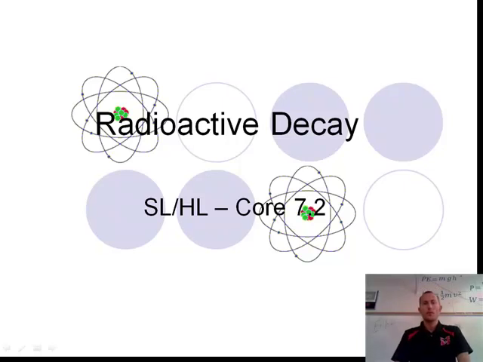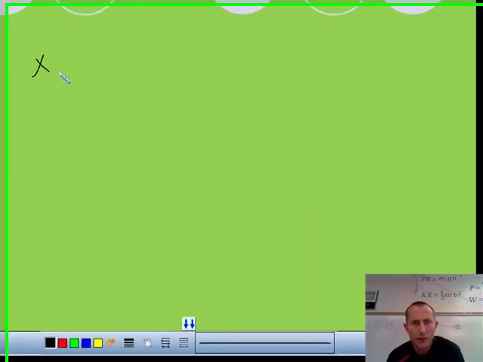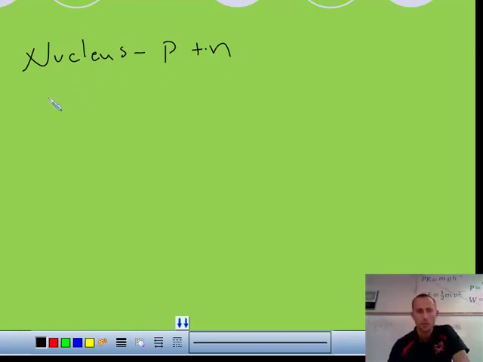Topic 7.2 deals with radioactive decay. And just to refresh ourselves for a moment, the nucleus is made up of protons and neutrons. They make up a large majority of the mass of the nucleus. And inside the nucleus, there are two primary forces at work.